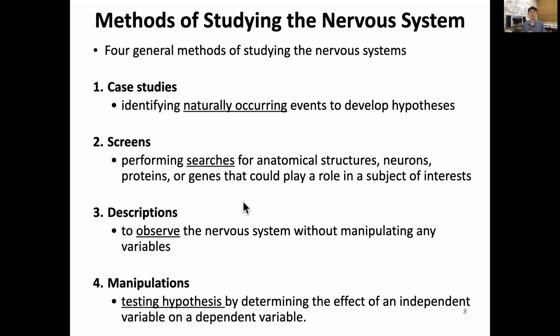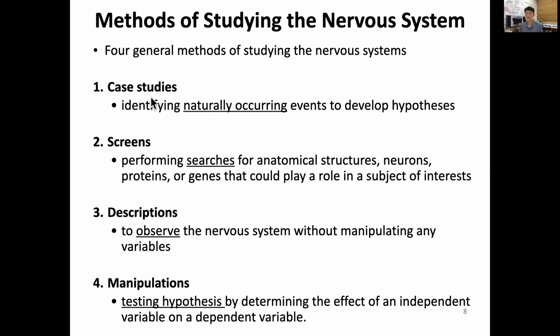Now, let's get into what kind of methods to study the nervous system. There are 4 general methods of studying the nervous system: 1, case studies, 2, screens, 3, descriptions, and 4, manipulations.